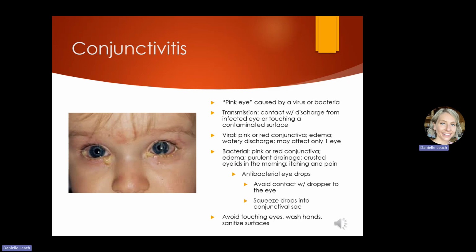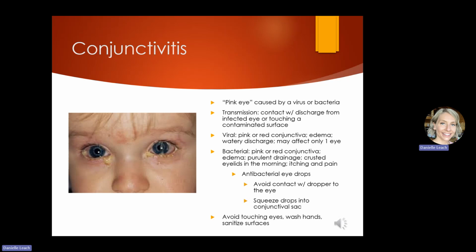With bacterial conjunctivitis, which is sort of what we think of as conjunctivitis, the conjunctiva is usually very pink or red. It could be swollen, a lot of purulent drainage, and the eye may be actually crusted shut in the morning from all of the drainage. The eye can also be very itchy or even painful.